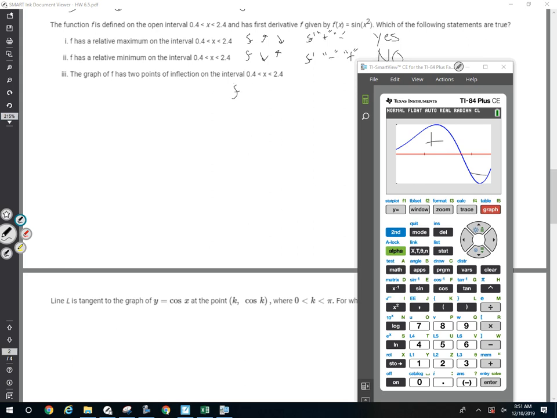F has 2 points of inflection. That's when f double prime changes sign from positive to negative. That's when the slopes of f prime change from positive to negative. Slopes are positive slopes, negative slopes, positive slopes. So positives to negatives to positives, 2 points of inflection, yes. So 1 and 3 are correct.